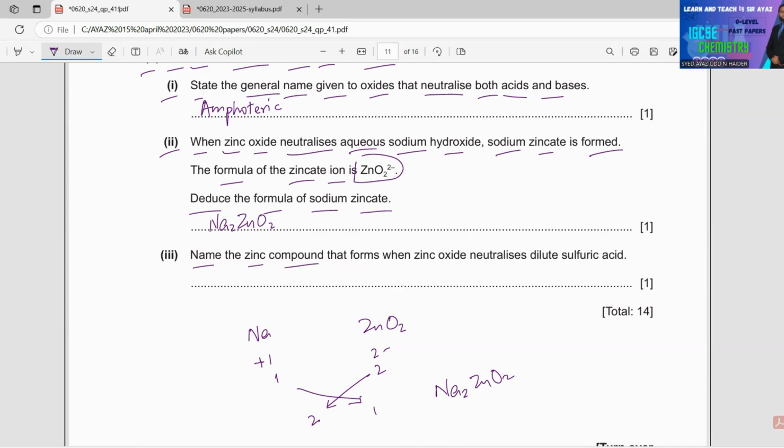Name the zinc compound that forms when zinc oxide neutralizes dilute sulfuric acid. Now, when zinc oxide reacts, you have zinc ion coming here, and you have sulfate coming from sulfuric acid. So straight away you write zinc sulfate.